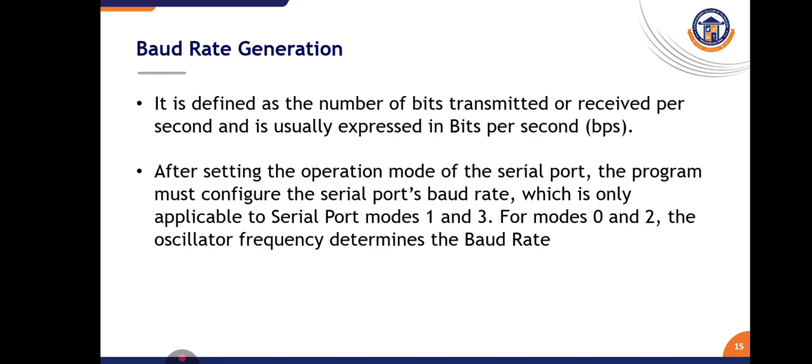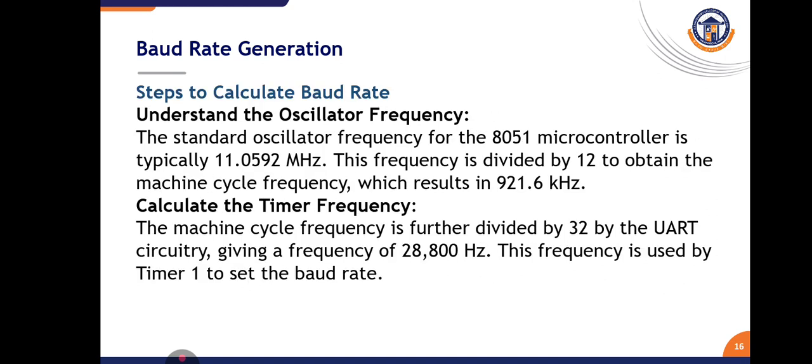And coming to baud rate generation, it's very important. Baud rate is the number of bits transmitted or received per second, and it's usually expressed in bits per second. After setting the operating mode of the serial port, the program must configure the serial port's baud rate. This is only applicable to serial port modes 1 and 3. For mode 0 and mode 2, the oscillator frequency determines the baud rate.